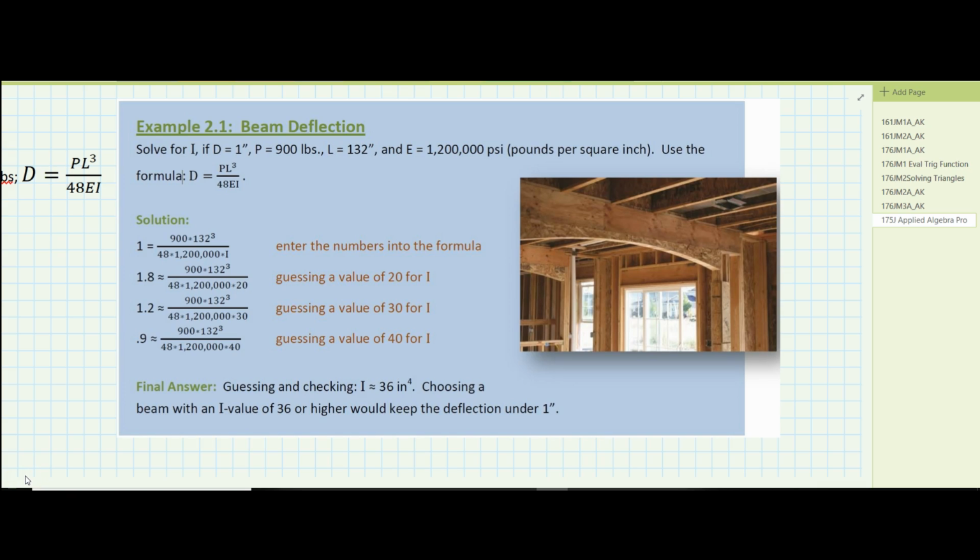From our example, we had seen that we can solve an algebraic equation for a different letter by plugging in guess numbers through trial and error. For example, we had first tried 20 to see if we could get close to a 1-inch deflection, and we got 1.8. So we went to a higher number of 30, and we got 1.2. And then we went to 40, and we got 0.9. And then finally 36, which brought us closer. But those were only approximate answers. They weren't exact answers. So how can we solve for the exact moment of inertia, I, to get a 1-inch deflection?